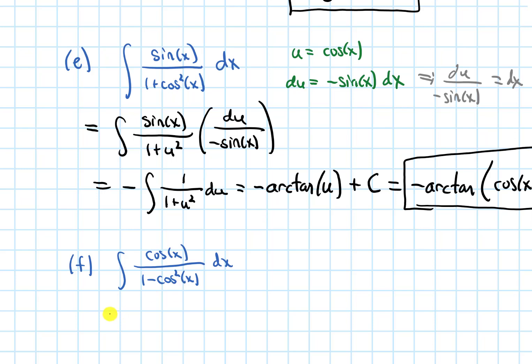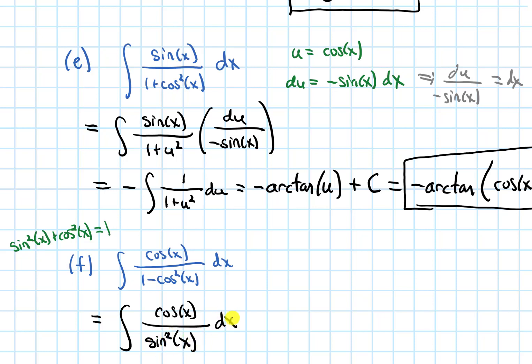So to get that, I'm going to use a trig identity. I have cosine x on the top. The bottom, if we use the trig identity, sine squared x plus cosine squared x equals 1, the bottom, 1 minus cosine squared, that's just sine squared x. So the bottom is just sine squared x. And now this is really nice for a u sub. If I let u be sine x, then du would be cosine x dx. And from here, it's going to be really nice.